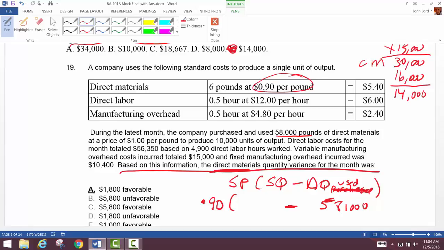And then I want to know what the standard quantity is supposed to be. Well, they tell me it's 6 pounds, not dollars. 6 pounds. Getting that from right here. And how many units did they actually produce? 10,000 units. So the 6 pounds times the 10,000 units gives me 60,000 pounds is what they were supposed to use. And they only used 58. So 0.9 times 2,000.